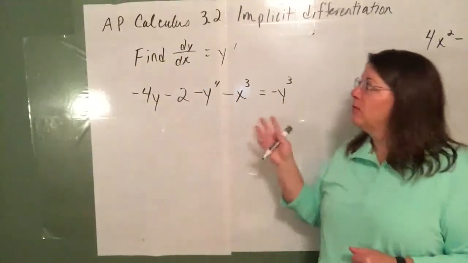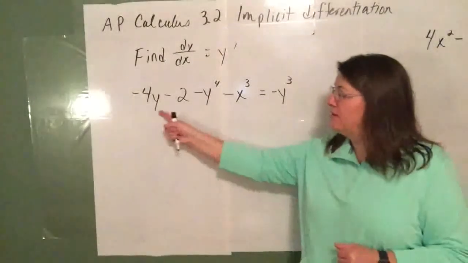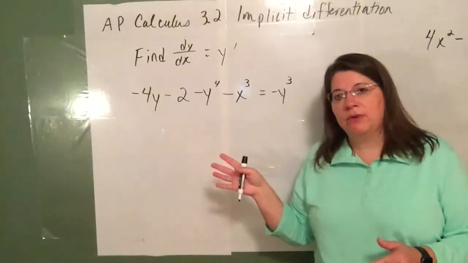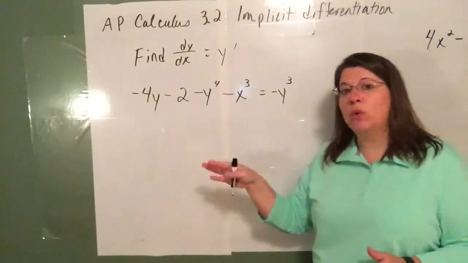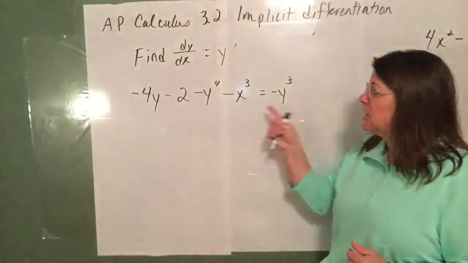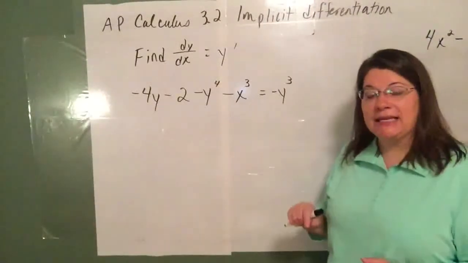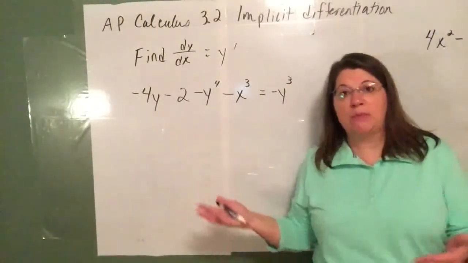The purpose of learning implicit differentiation is, if you notice in this equation that we've got here, normally when we find the derivative of y with respect to x, the y is on one side completely alone. It's already isolated. But if you look at this equation, there is no way to get y isolated and have any kind of equation that we're going to be able to differentiate.